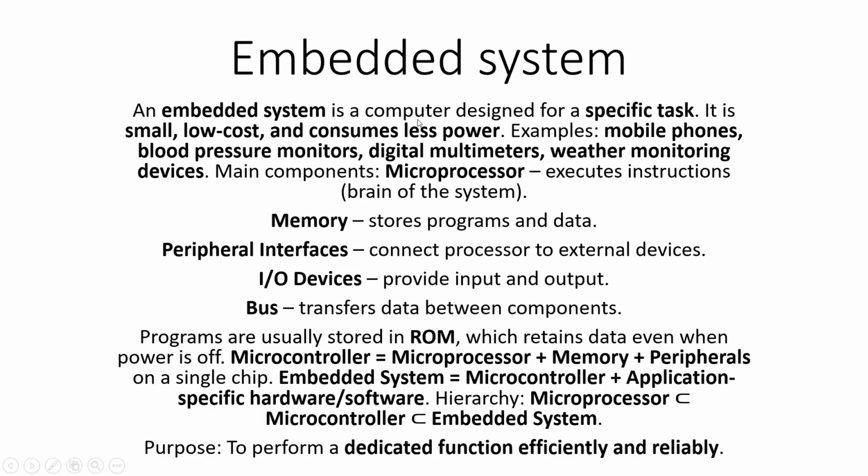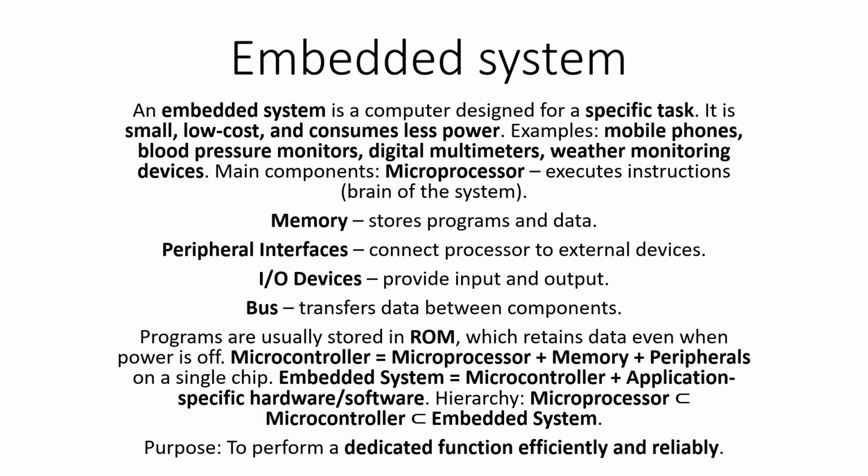An embedded system is a computer designed for specific tasks. It is designed only for the purpose of specific tasks. It doesn't do multiple tasks like a computer. It is small, low cost and consumes less power. Examples are mobile phones, blood pressure monitors, digital multimeters, and weather monitoring devices.